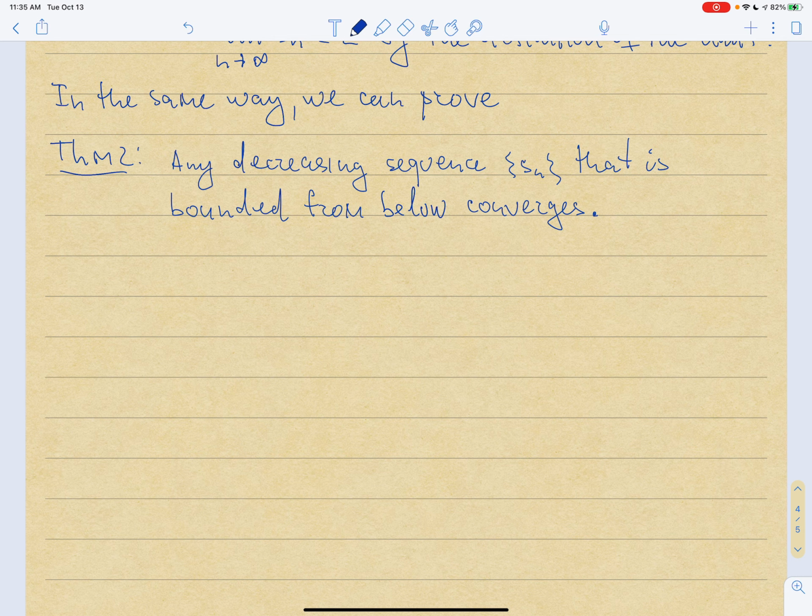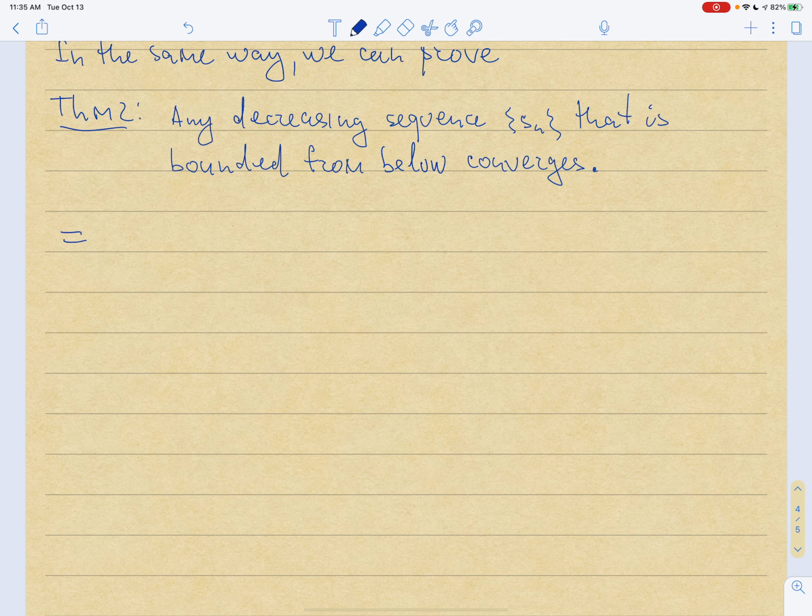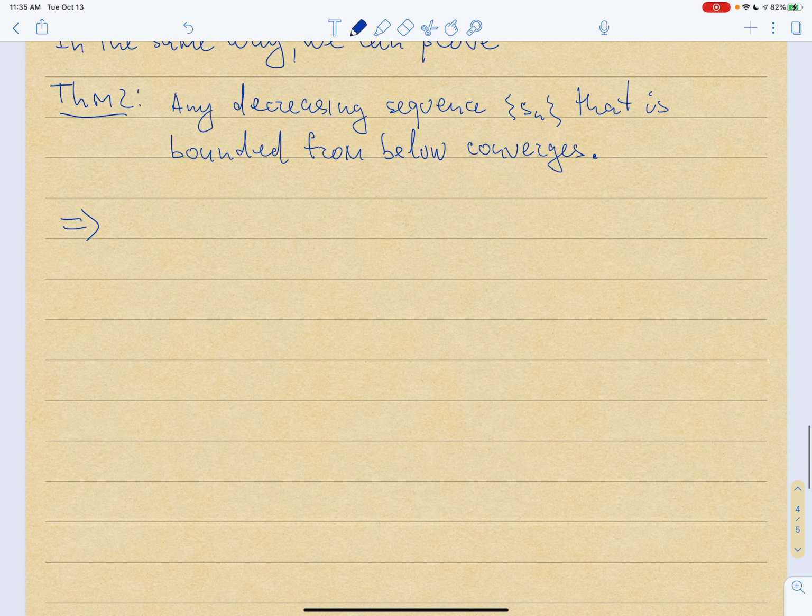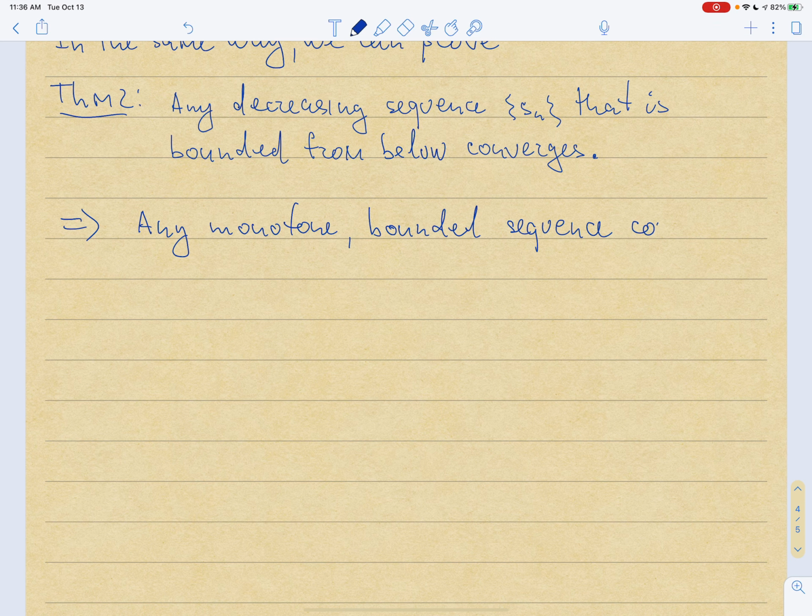And then I can combine the two theorems into the following statement. So the proof of this theorem 2 is going to be exactly the same as the proof of theorem 1, with an exception that signs of inequalities everywhere would have to be switched. So we can combine two theorems into one. Any monotone bounded sequence converges.